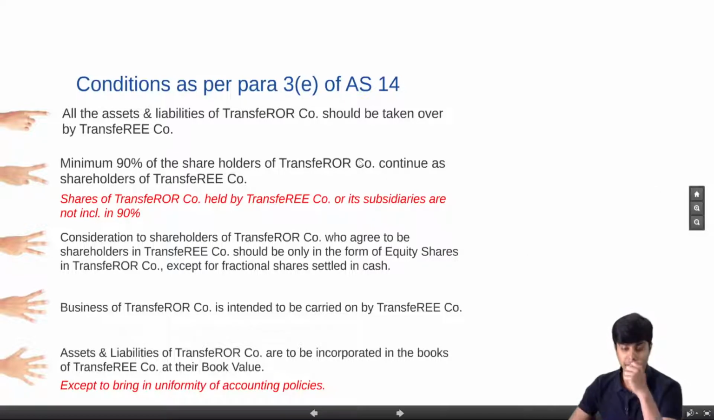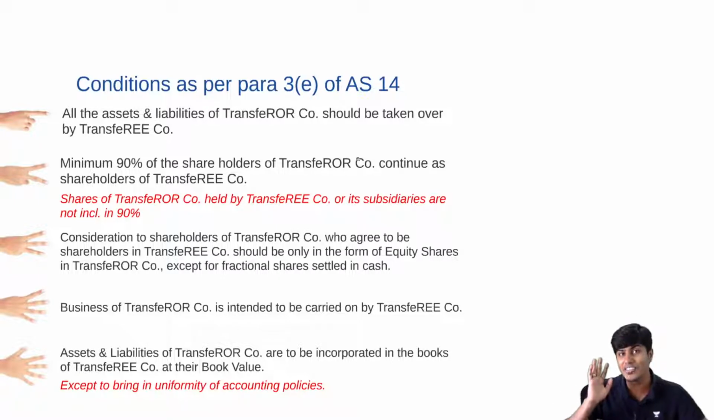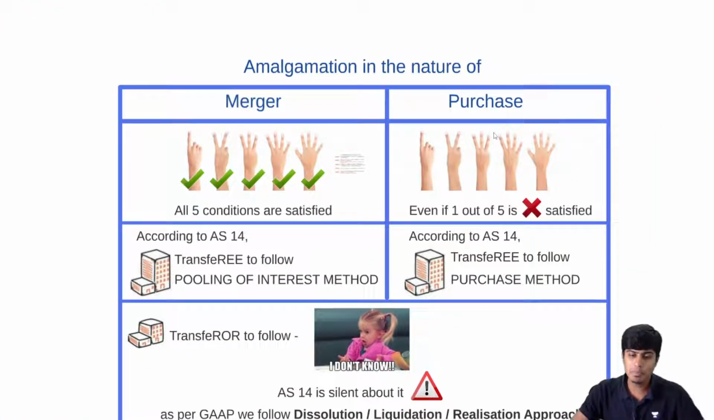So when you do the NATO method, if you don't take over all the assets, or even if you take over all the assets and liabilities but not at their book value and change the value to agreed value, it straight away becomes amalgamation in the nature of purchase. Why? You might be failing to fulfill either condition number 1 or condition number 5 as per para 3e of AS 14. If it becomes amalgamation in the nature of purchase, your accounting changes from pooling of interest method to purchase method.